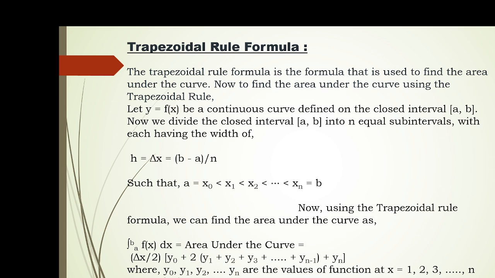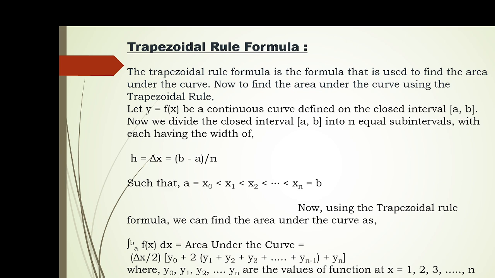Now we divide the closed interval a comma b into n equal subintervals, each having the width h equal to delta x equal to b minus a divided by n, such that a equals x naught less than x1 less than x2 less than xn equals b.